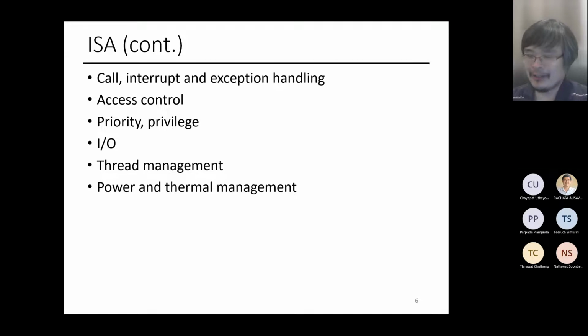or the reset button. And it would actually have to manage things like access control, right? Who gets to access what? What's the priority? If I want to print something to my printer versus I want to run a game on my laptop, which one has more priority? What's the thread management policy? What's the power and thermal management policy? These are all encapsulated in the ISA.